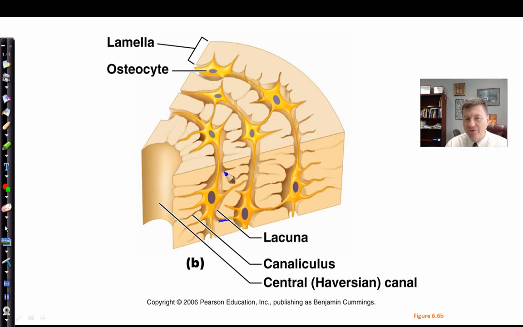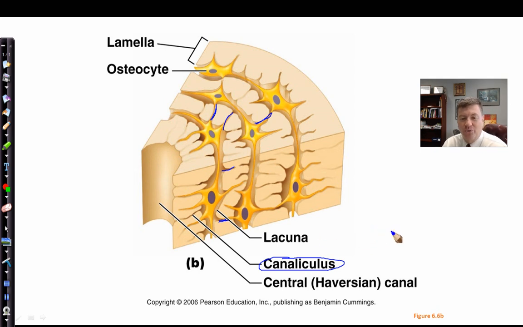Also notice, though, there are little cracks, if you will, in the bone, and how the projections of the osteocytes actually come out and touch each other through these small cracks. These cracks are called canaliculi, or canaliculus for singular. So osteocytes are actually touching each other and communicating with each other through the canaliculi.